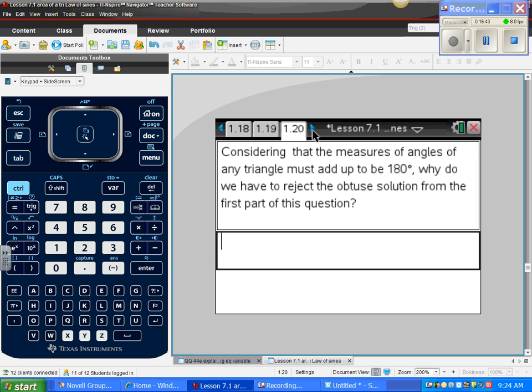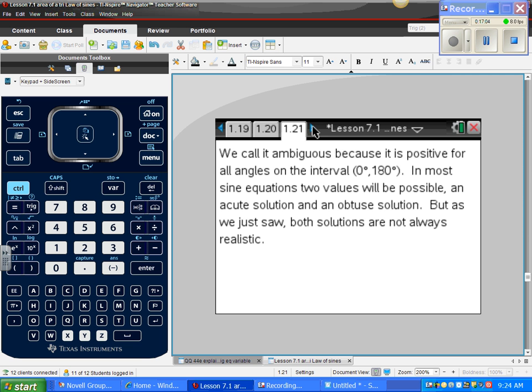So let's look at another one. Got to answer the question. Considering that the measures of any triangle must add up to 180 degrees, why do we have to reject the obtuse solution? Or it's not possible. It exceeded the allowed number of degrees in a triangle. So again, we call it ambiguous because sine is positive for all angles on the interval from 0 to 180. In most sine equations, 2 values will be possible, an acute solution and an obtuse solution, but as you saw, both solutions may not be realistic, so we may have to reject.